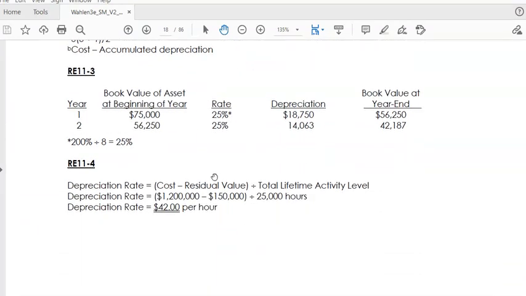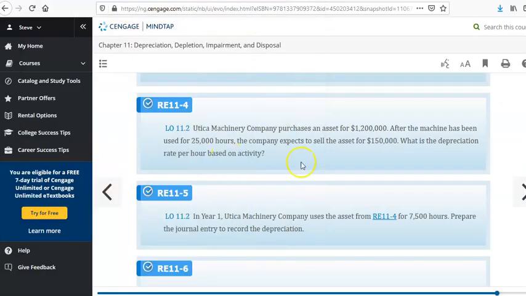And right here, it's kind of like straight line, except instead of dividing by years, you divide by hours in this example, but it could have been miles. It could have been whatever activity you can easily measure. Obviously, a machine that costs this much would have a counter on it, and that machine would track the hours used, and when they get to 25,000 hours, they expect that they would sell it. That's just fine. So we get the rate of $42 per hour to run the machine to depreciate it. So you can see the method right there. Very similar to straight line. That's one thing that makes it easy to remember, I think.